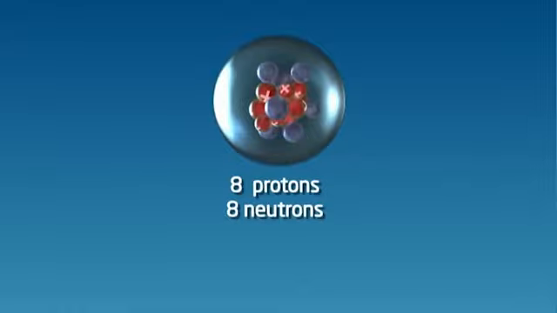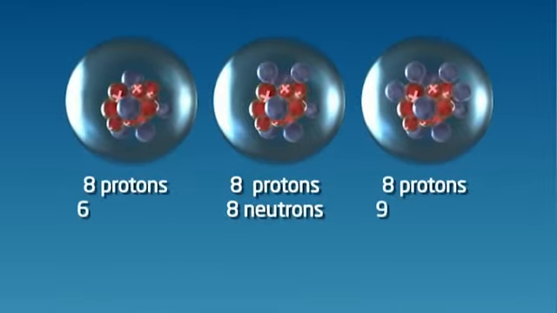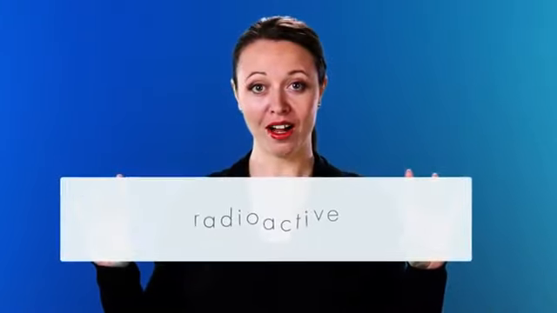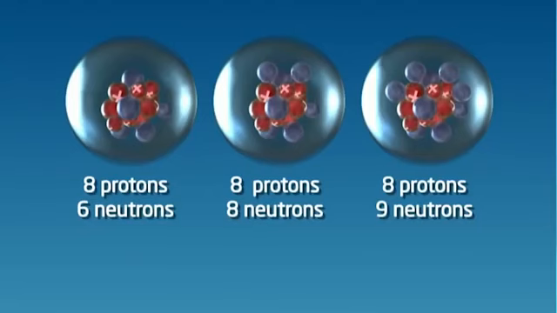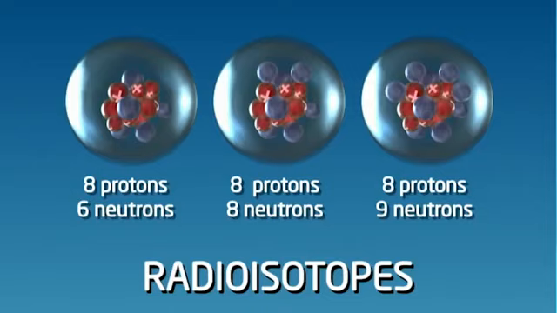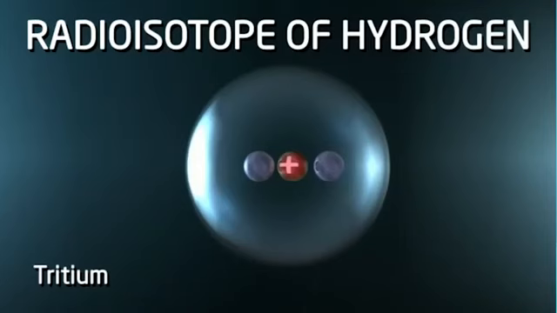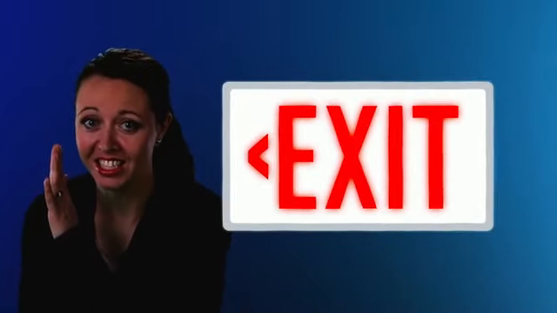But sometimes an atom will have too many or too few neutrons. When this happens, it becomes unstable or radioactive. An unstable atom is called a radioisotope. For example, 2 extra neutrons in a hydrogen atom creates the radioisotope tritium. That's the stuff that helps make exit lights glow in the dark. Radioactive atoms want to become stable again, so they release energy until they get back to a balanced state.